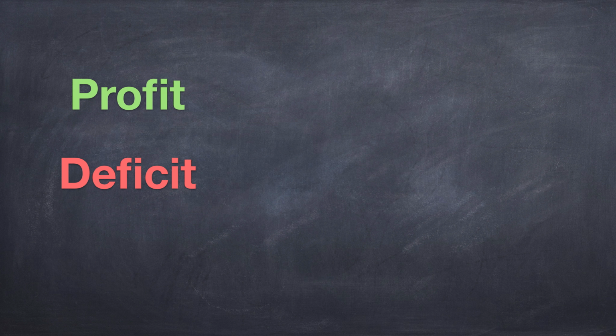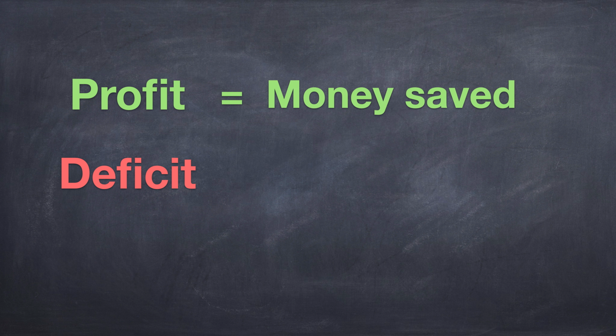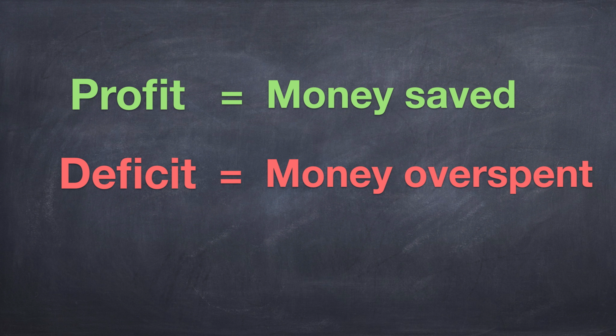And again, they're very simple. So a profit is just going to be the money you have saved. So if you have more money left over, that's going to be a profit. A deficit is going to be money overspent.